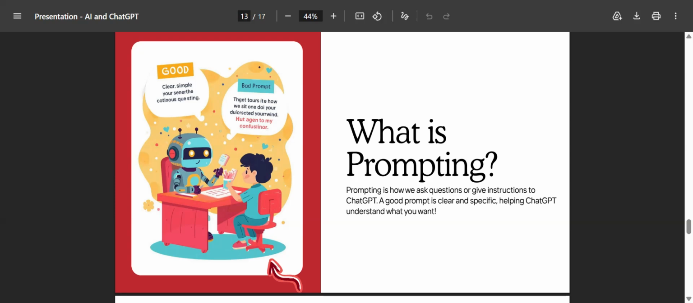Please let's always remember this AI was programmed. That means they've input a certain database into this AI, and in a certain way it will respond to your message. So with prompting, you have to know the right prompt to use. We said here that a good prompt is clear and specific, helping ChatGPT understand what you want. A good prompt has to be clear, so make your prompt clear so that the AI is going to understand it.